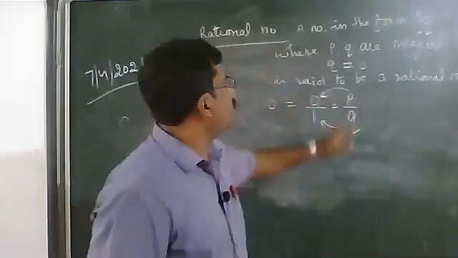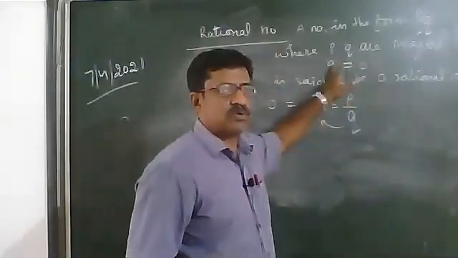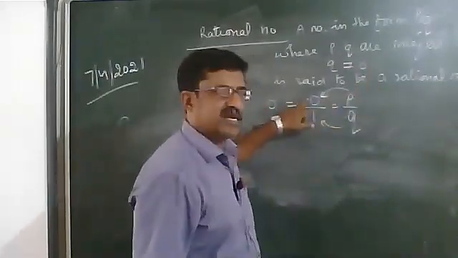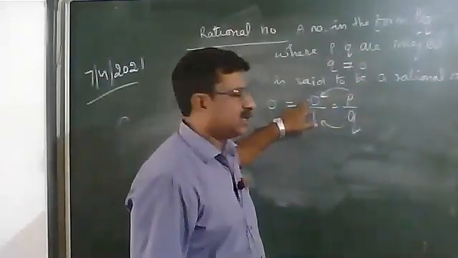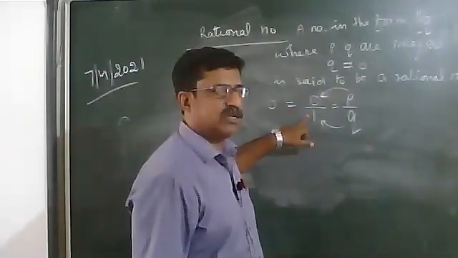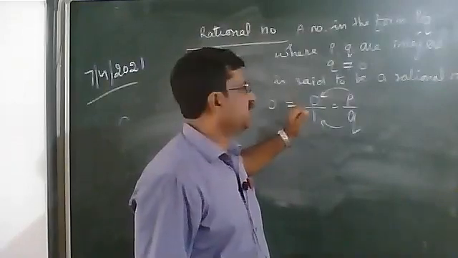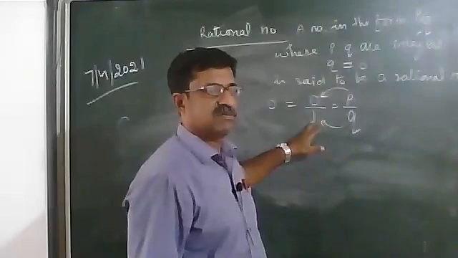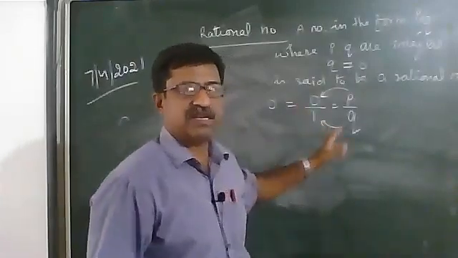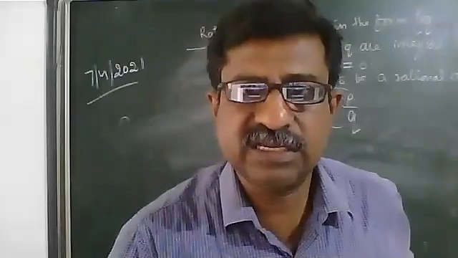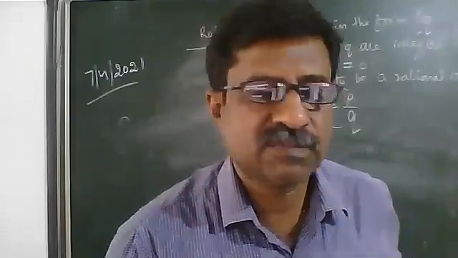Third is the denominator should not be equal to 0. Q should not be equal to 0. The numerator can be 0, that doesn't matter. 0 should not come in the denominator. In case you are getting 0 in the denominator, then we can say it is not a rational number. Q is not equal to 0 because here we get 1, so the second condition is also satisfied. So we can say it's a rational number.